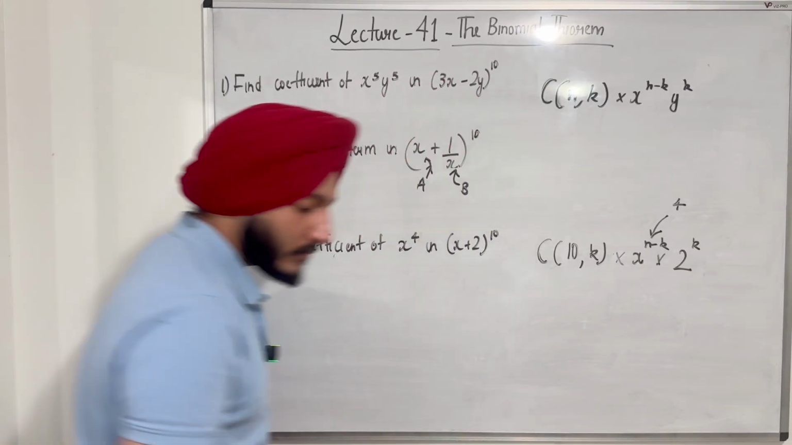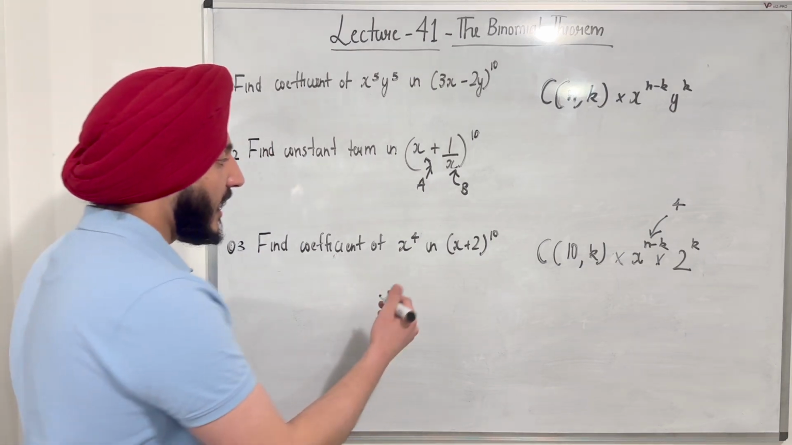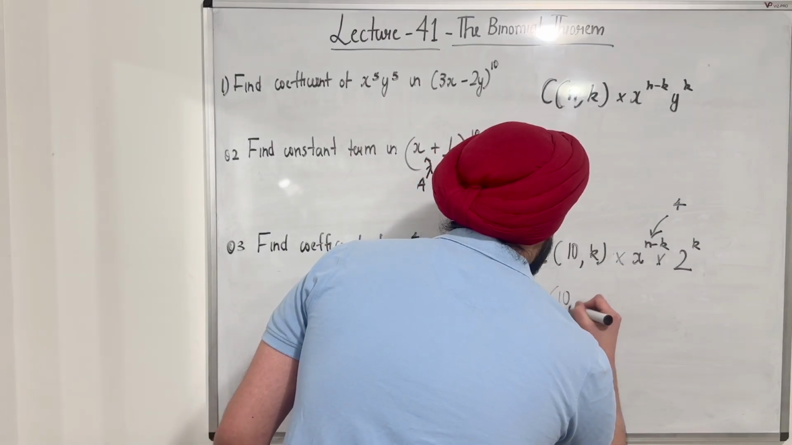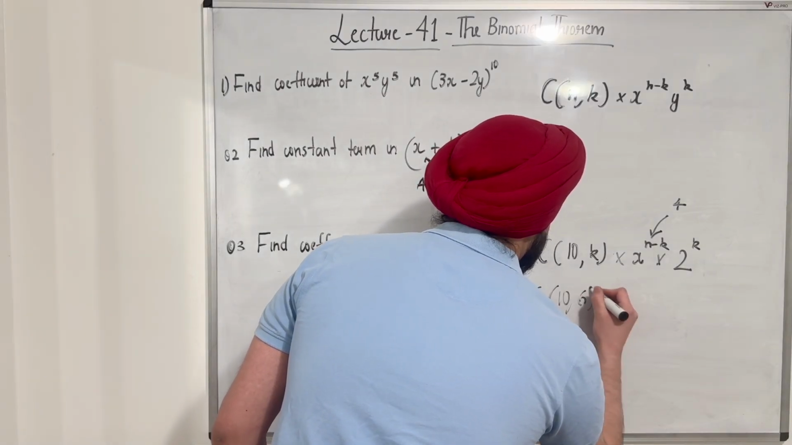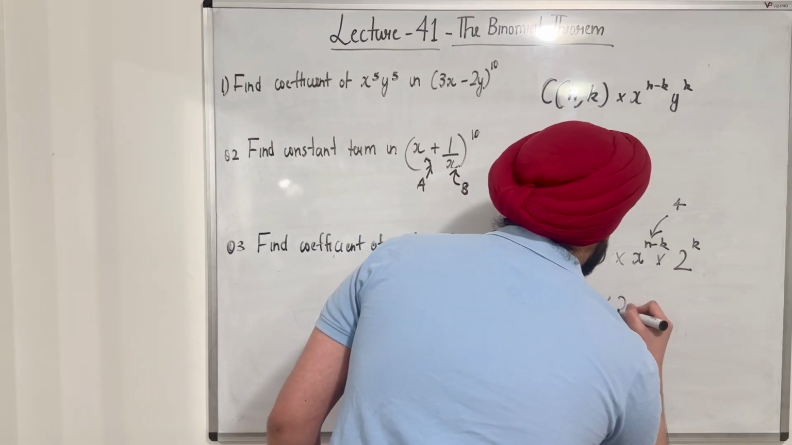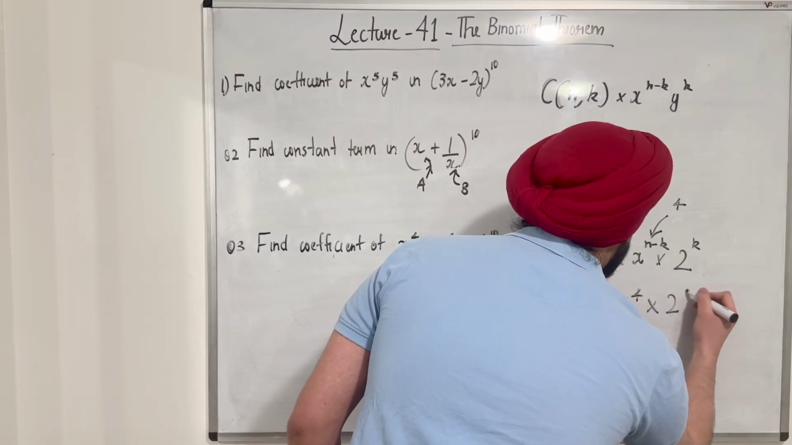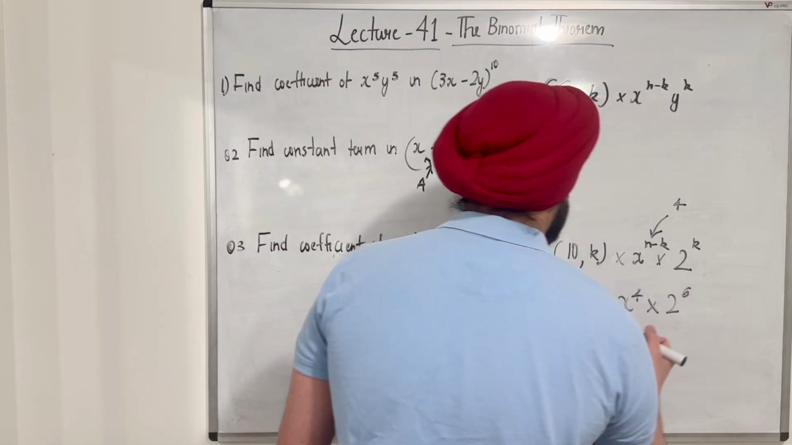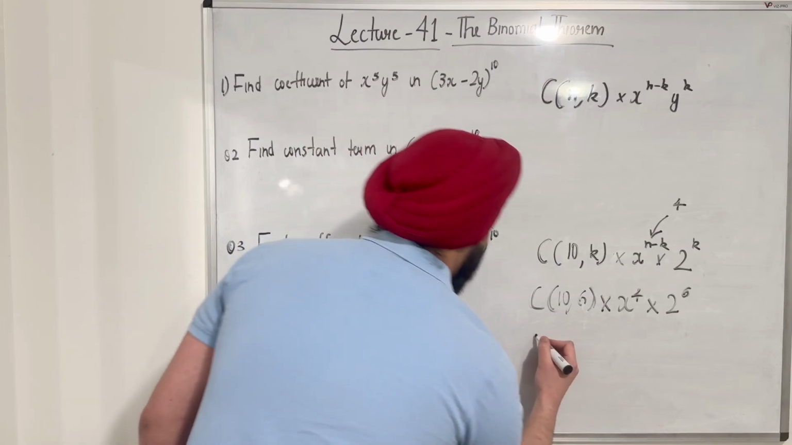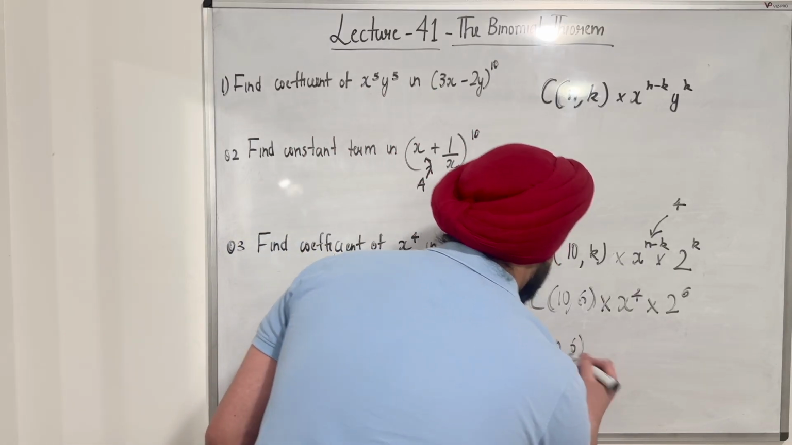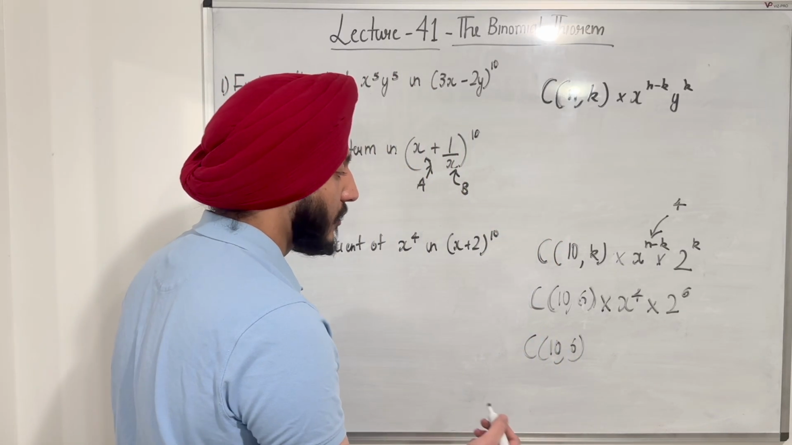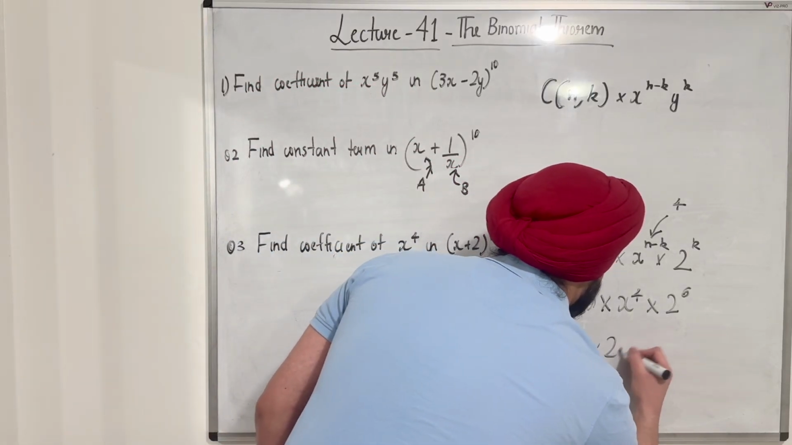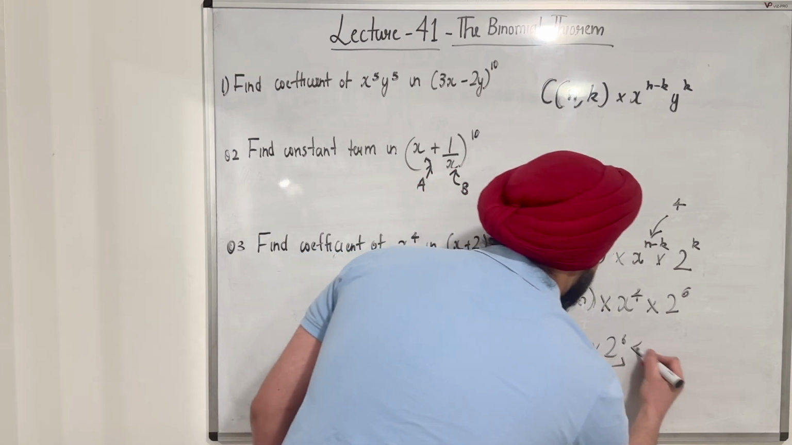Okay, so once again, we have the k value now, so the formula would be c 10 comma 6 multiplied by x to the power of 4 multiplied by 2 to the power of 6. So the actual term would be c 10 comma 6. I'm sorry, my marker is not working really, but it would be this multiplied by 2 to the power of 6, and this would be your answer.